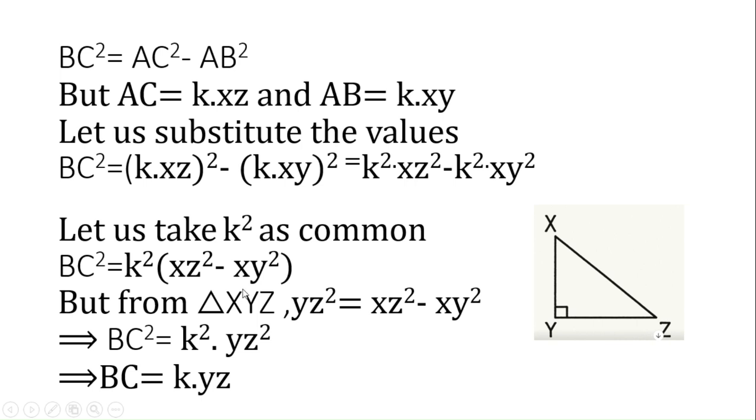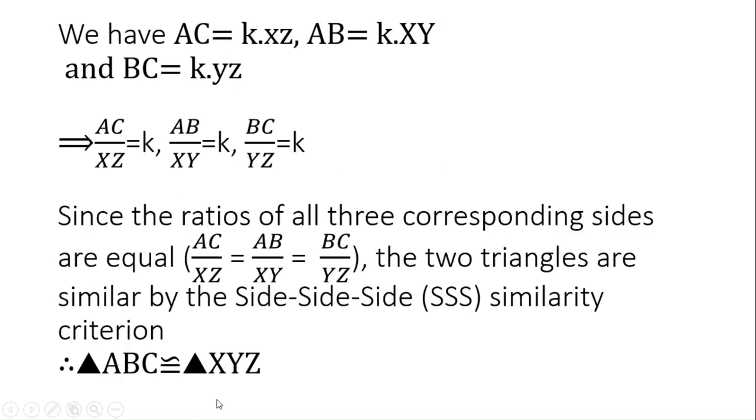Okay, so in triangle XYZ, what can we write? YZ square is equal to XZ square minus XY square. That is there here. So what can we write? BC square is equal to K square into YZ square. Okay, so BC is nothing but K into YZ, the square root of K square YZ square. Again, I am transposing the term here. So what can we write here? BC by YZ is equal to K.